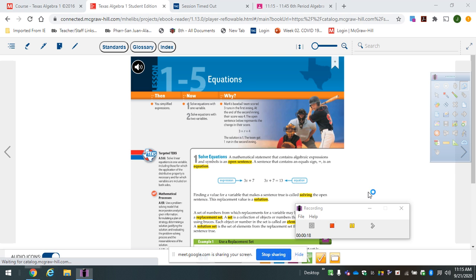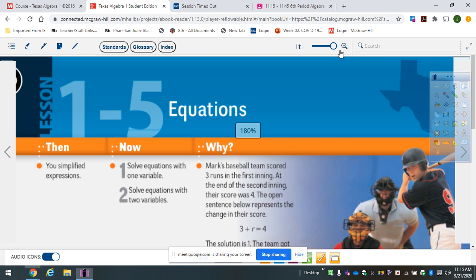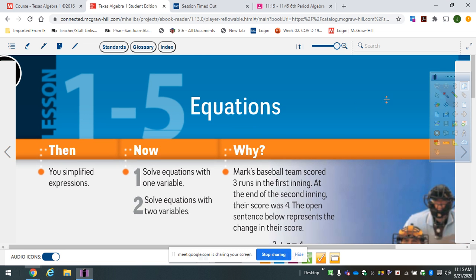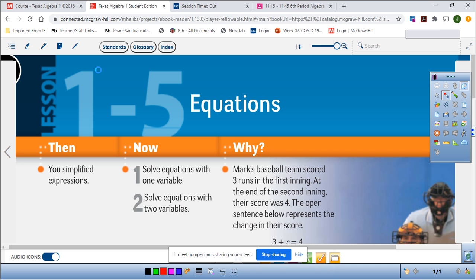Okay, guys, good morning. Let's do this. We're going to be starting off equations this week. So, in your spirals, please copy this down. 1, 5.